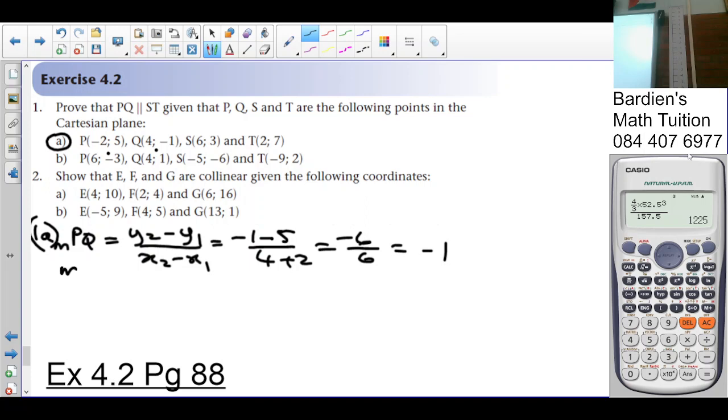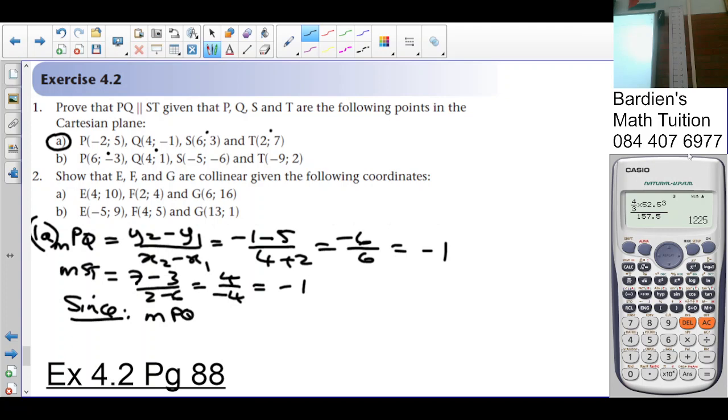Now we work out the gradient of ST. Same story. So it's going to be 7 minus 3 over 2 minus 6, which is 4 over minus 4, which is negative 1. So we conclude, since the gradient of PQ equals the gradient of ST, which is equal to negative 1, therefore PQ is parallel to ST. That's how it must be laid out.